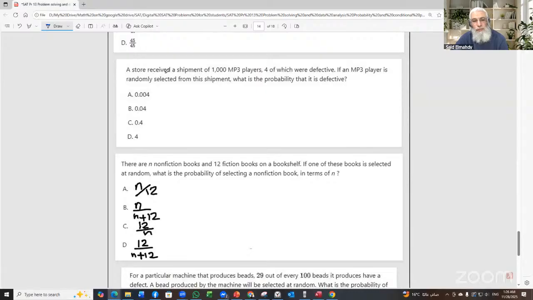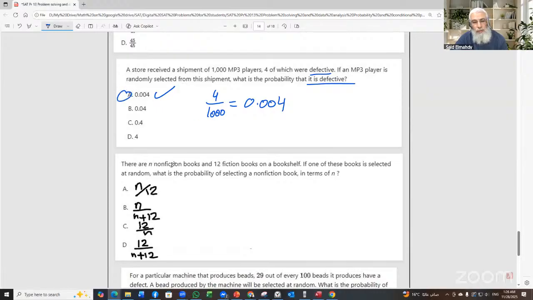A store received a shipment of 1,000 MP3 players, 4 of which were defective. 4 out of 1,000 are defective. If an MP3 player is randomly selected from this shipment, what is the probability that it is defective? So 4 over 1000 is just 0.004. So this is the answer.